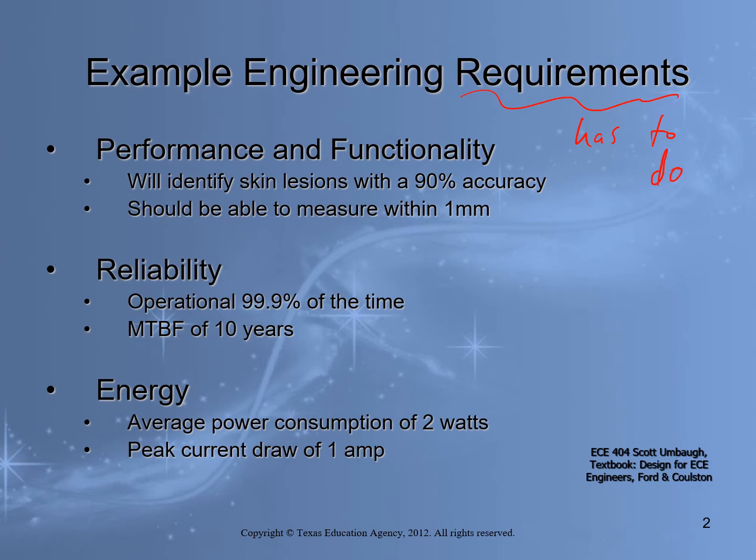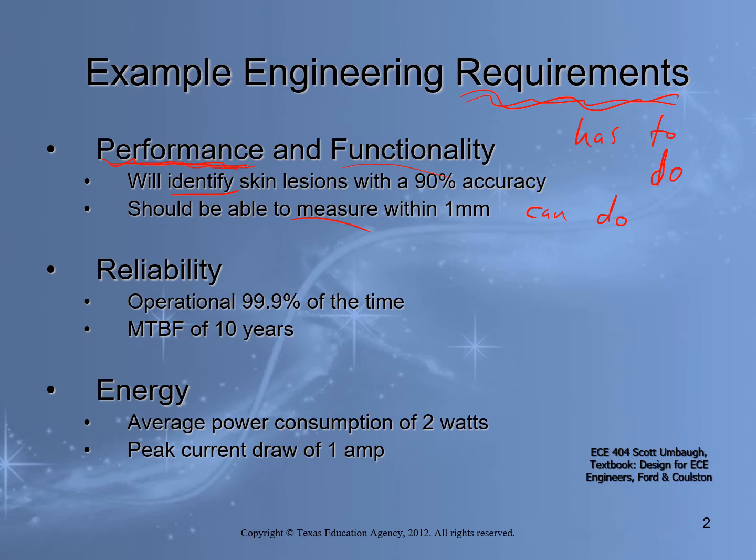So one requirement could be a performance thing. So a performance type thing is how it does something. So it would identify skin lesions. It will identify something. Should be able to measure something. So this is can do. Does that make sense? So you need to make some engineering that can do something. So that's its performance. Its performance is about what it can do. Same thing as functionality. They're just synonyms of each other.